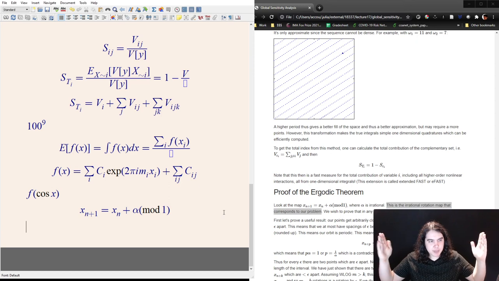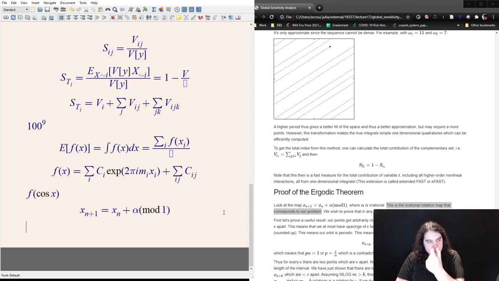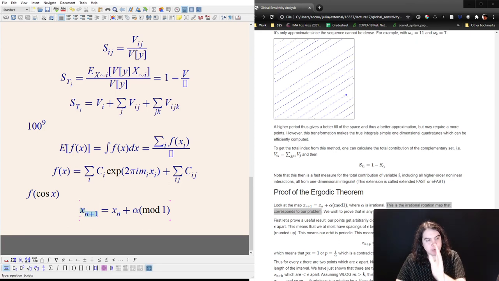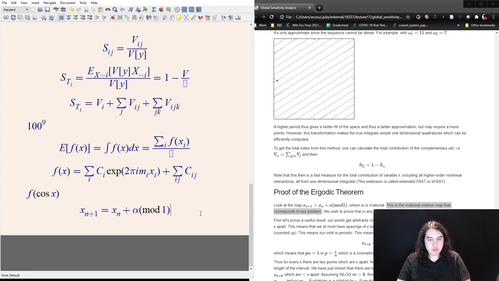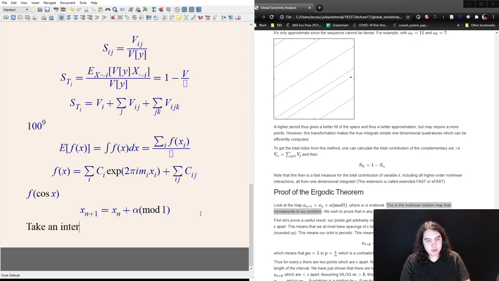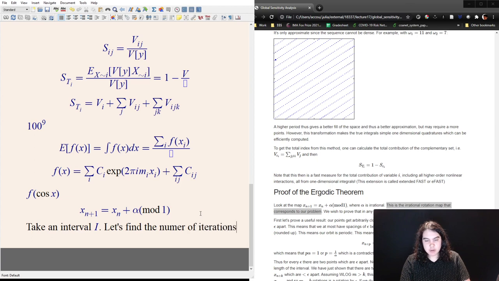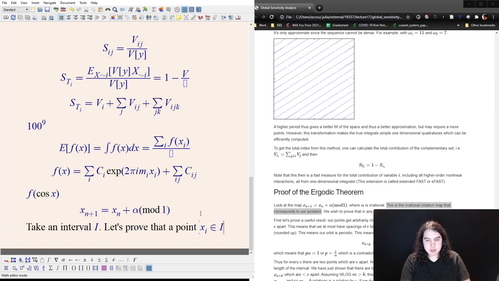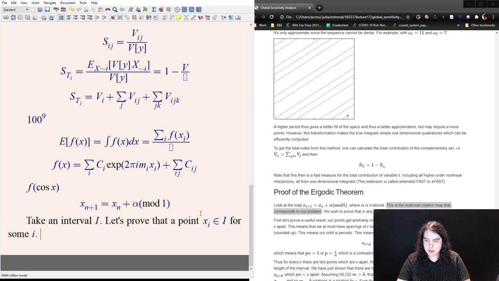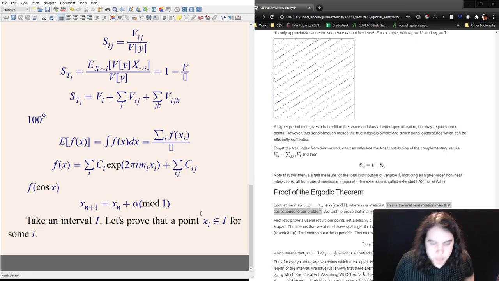So here's what I mean. You have this whole line. Now let's assume that alpha is irrational. What I want to prove is that if I take any interval, then there is a time going forward where this point is going to be hitting inside of that interval. And that's true for any interval. So let's take an interval I and prove that a point x_i ends up in this interval for some i. And the way that we prove this is by contradiction.